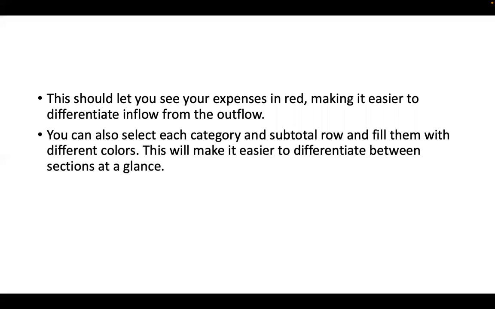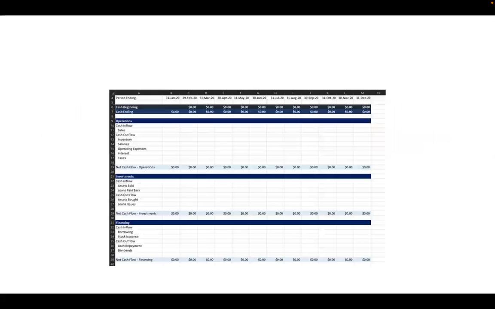So the expenses will be shown in red, making it easier to differentiate inflows and outflows. So we know that the money that has gone out is shown in red, and the money that has come into the company is normal. You can also select each category and subtotal row and fill them with different colors. This will make it easier to differentiate between sections at a glance. So this is how it will look like. Okay.